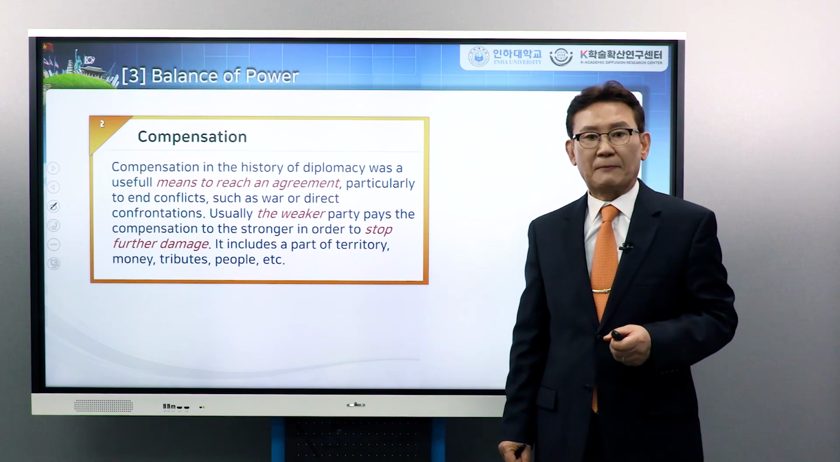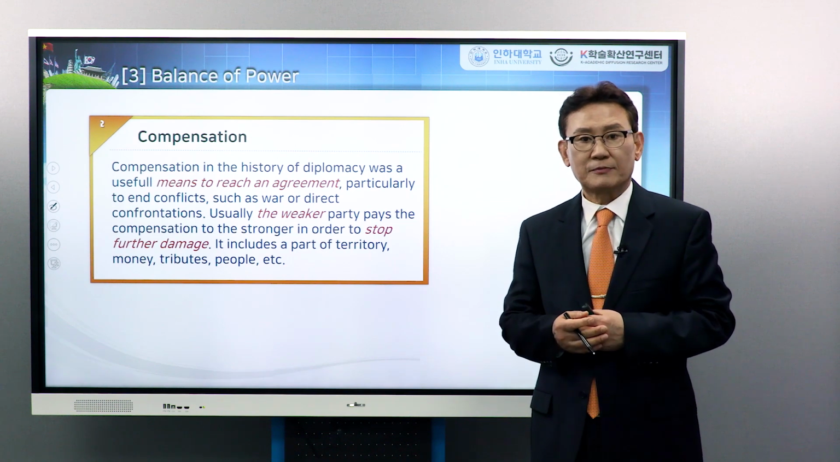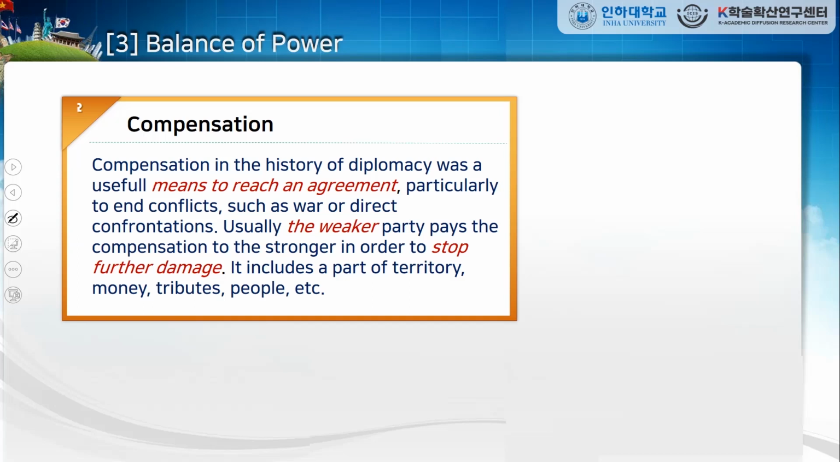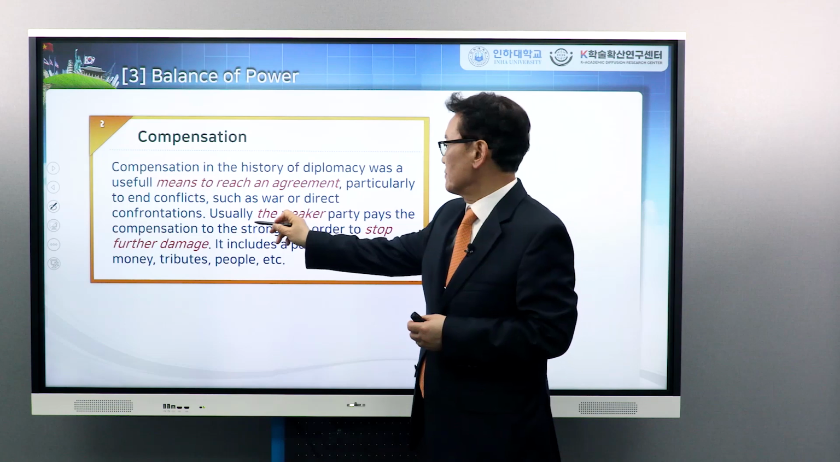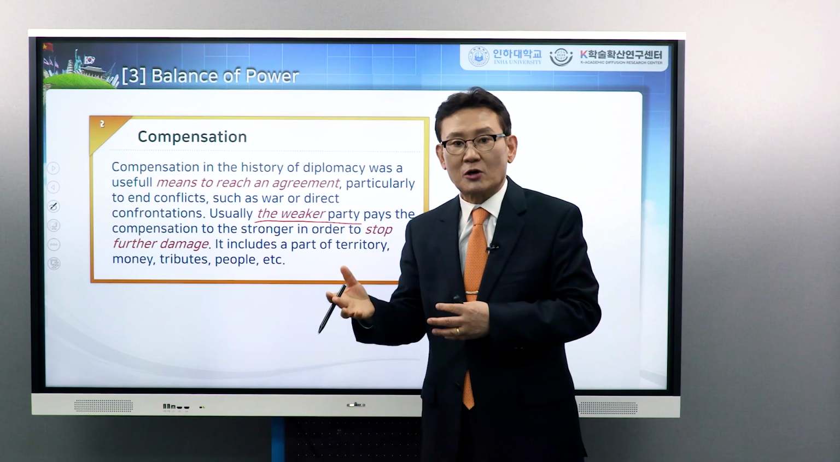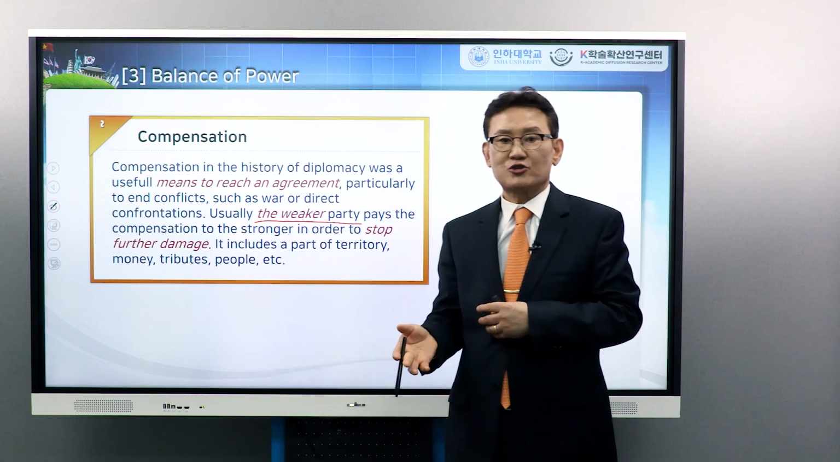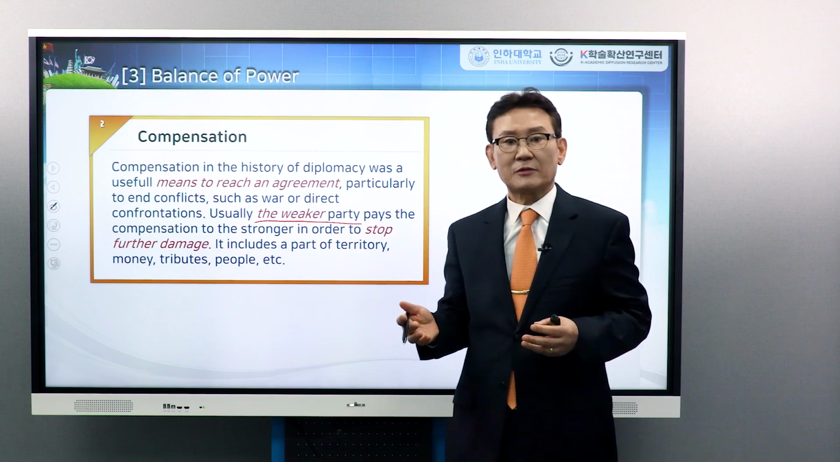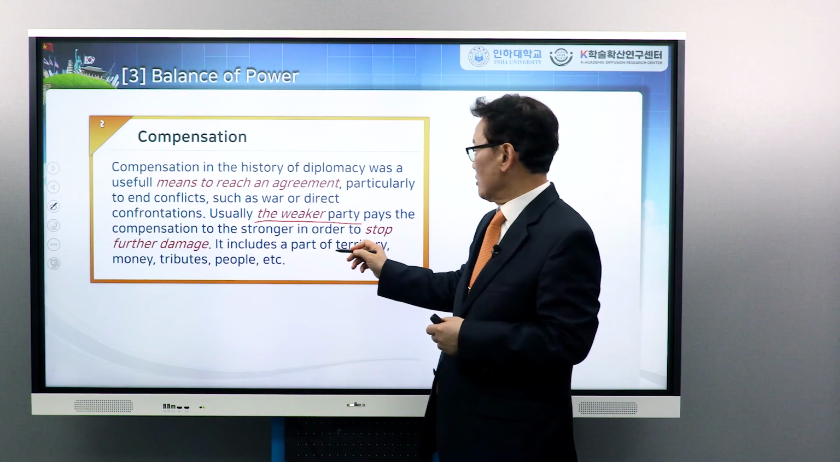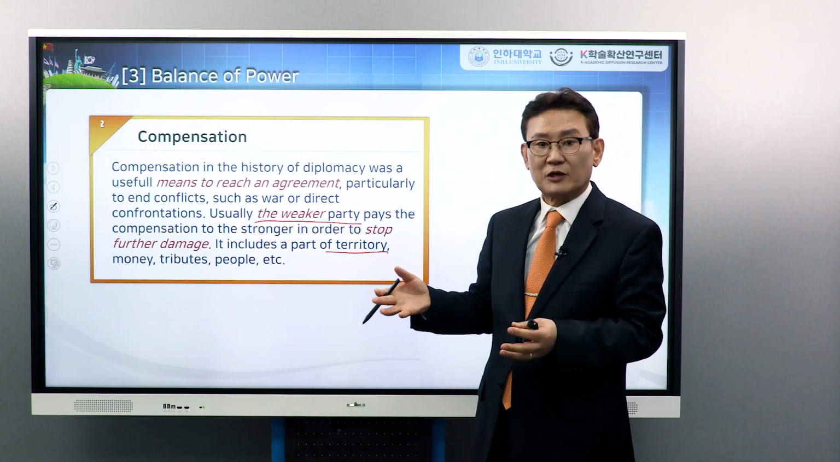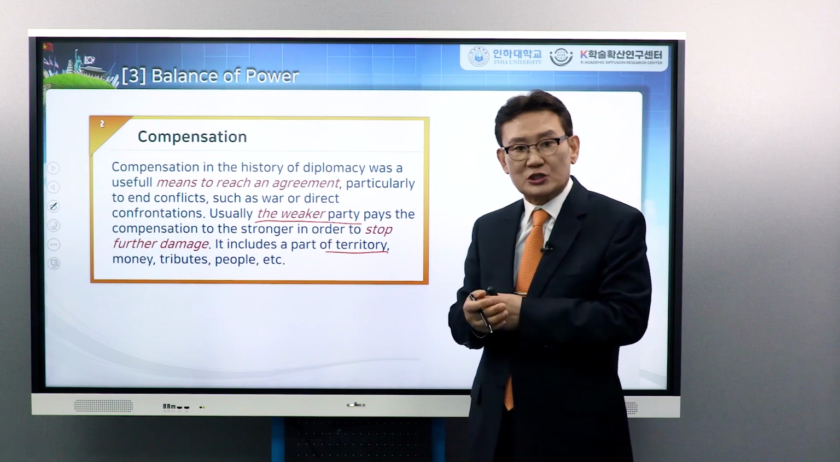Second way to achieve balance of power is compensation. A compensation in the history of diplomacy was a useful means to reach an agreement, particularly to end conflicts, such as war or direct confrontations. Usually the weaker party pays the compensation to the stronger in order to stop the damage or in order to stop war, something like that. So it includes a part of territory. You can give up a part of territory, or money, or tributes, or people.